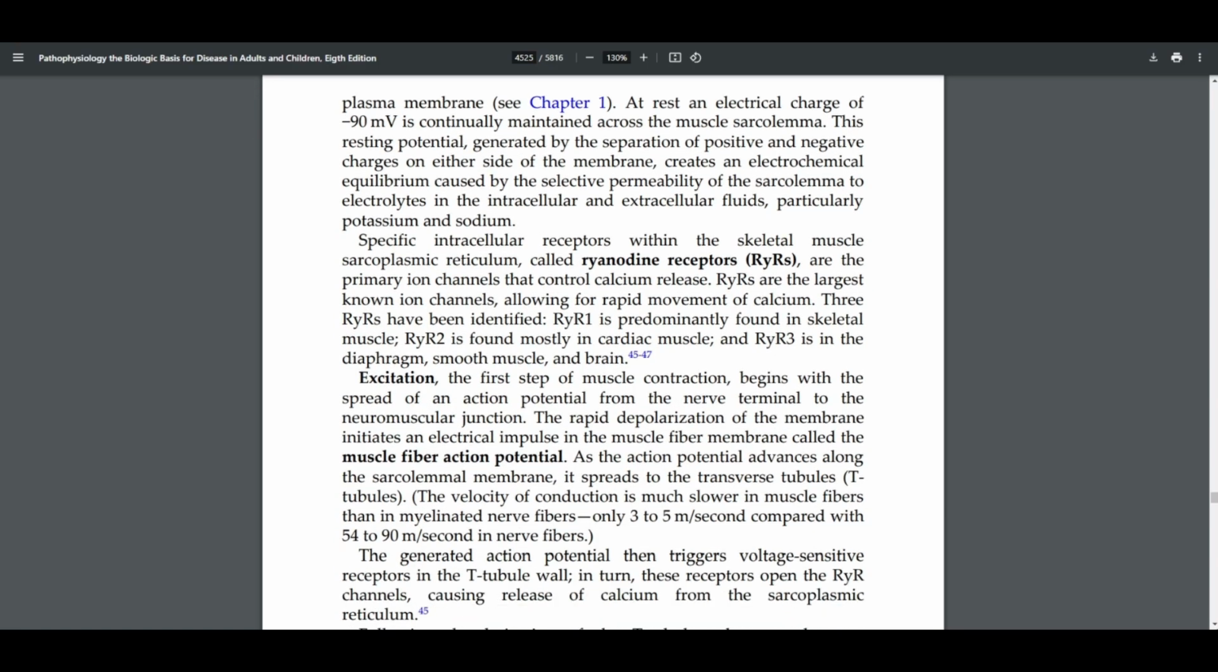At rest, an electrical charge of 90 millivolts is continually maintained across the muscle sarcolemma. This resting potential, generated by the separation of positive and negative charges on either side of the membrane, creates an electrochemical equilibrium caused by the selective permeability of the sarcolemma to electrolytes in the intracellular and extracellular fluids, particularly potassium and sodium.